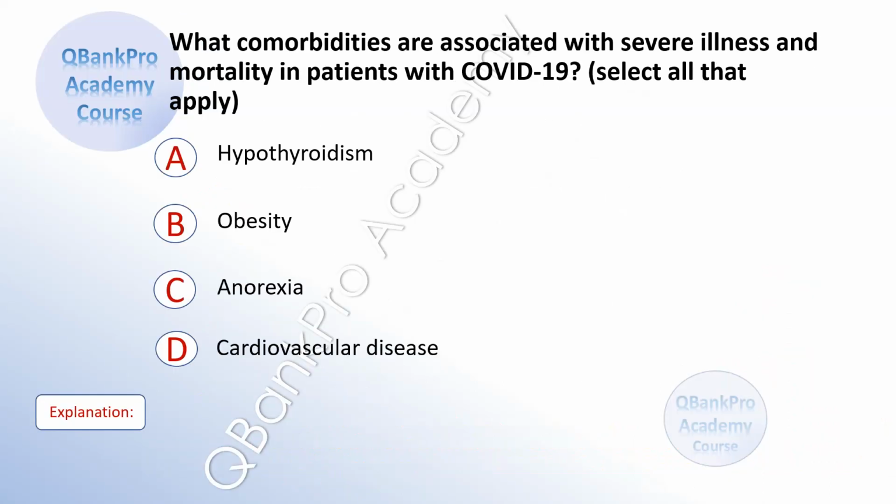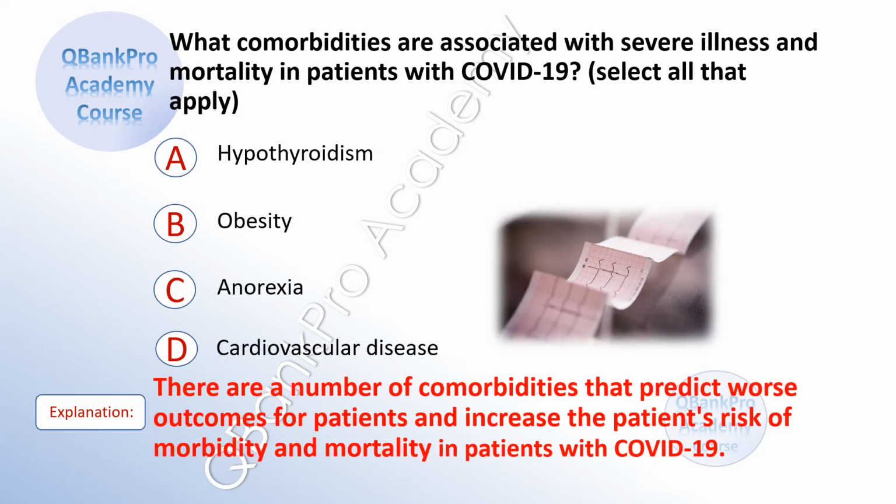What comorbidities are associated with severe illness and mortality in patients with COVID-19? Select all that apply. Hypothyroidism, obesity, anorexia, cardiovascular disease. The correct answer is obesity and cardiovascular disease. Explanation. There are a number of comorbidities that predict worse outcomes for patients and increase the risk of morbidity or mortality in patients with COVID-19.